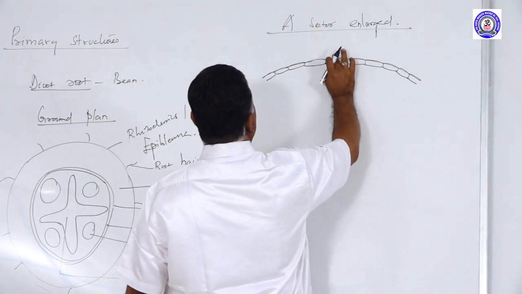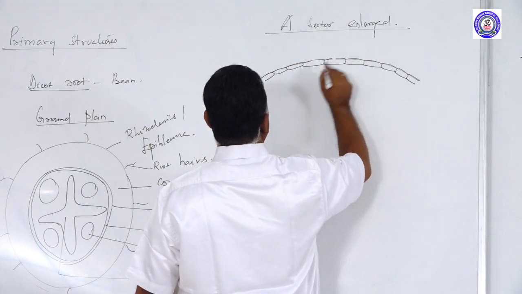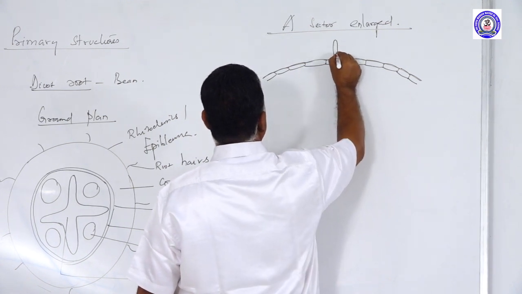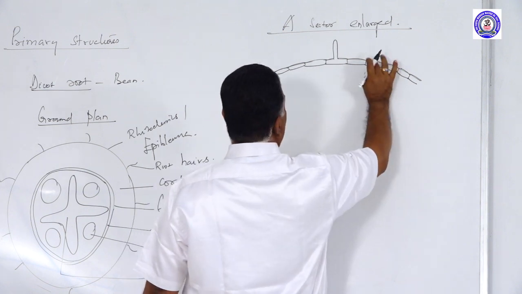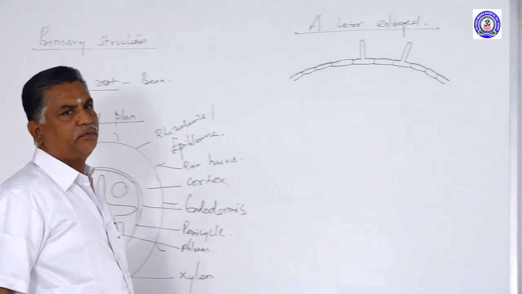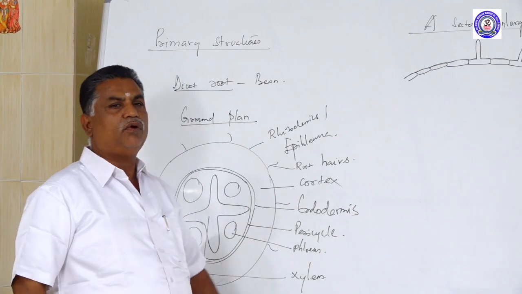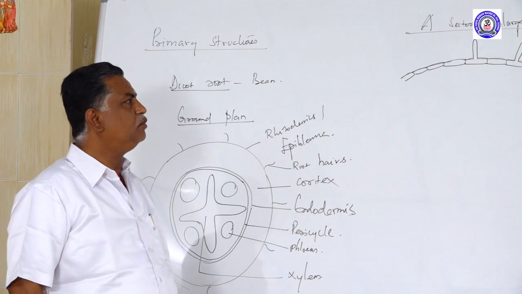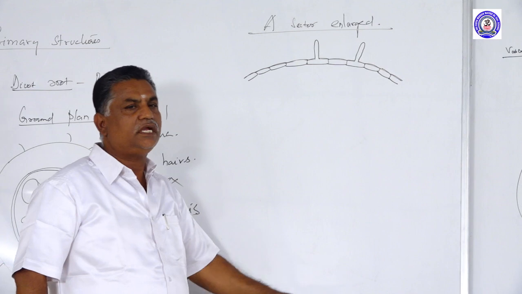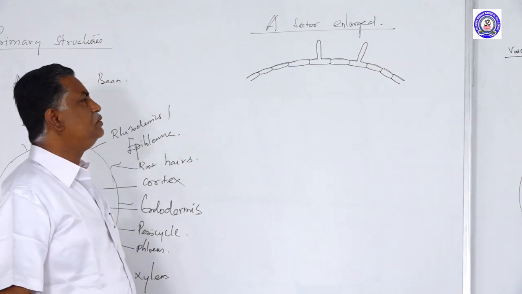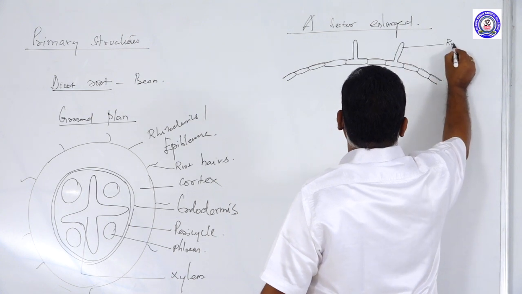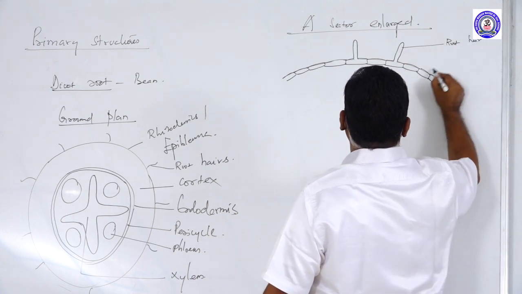Outside, in some cases, the outer wall of the rhizodermis is extended out to form a unicellular structure called root hair. Now, as I said earlier, what is the function of root hair? Root hair absorbs water and mineral and supplies that to the rhizodermis, and from rhizodermis it is transported to the vascular system. So this is root hair, and here rhizodermis.